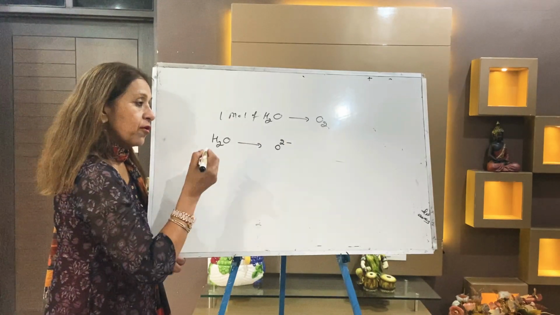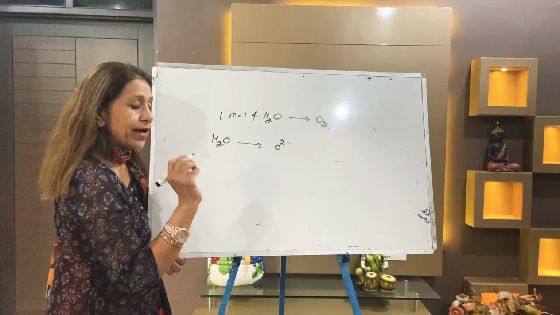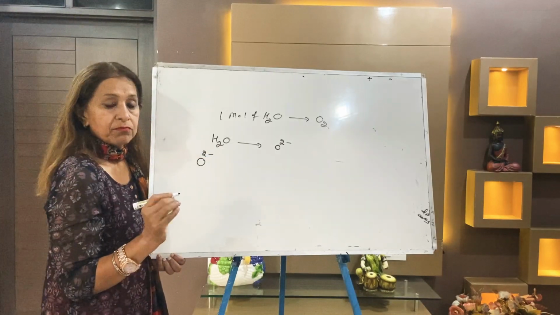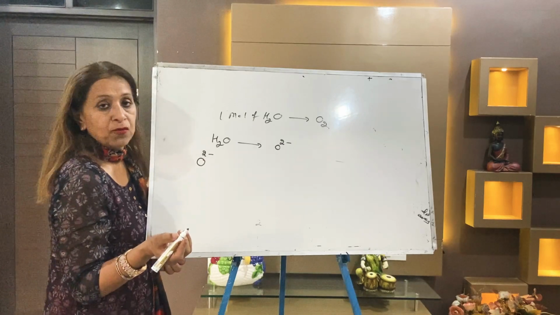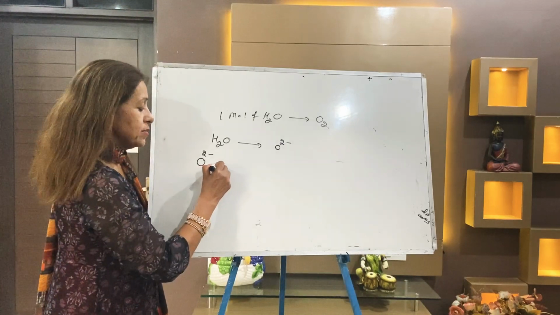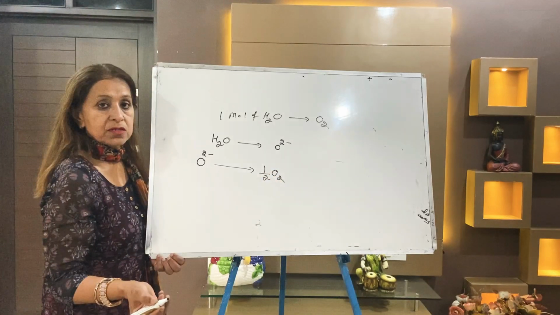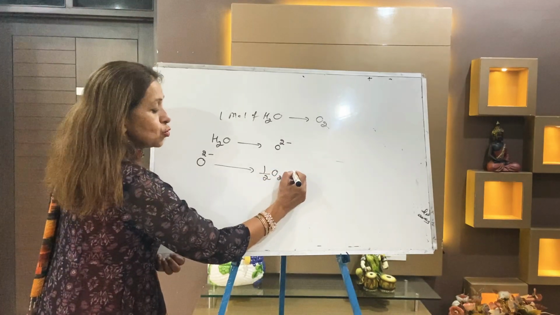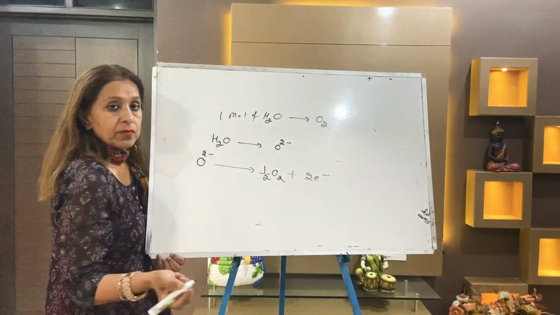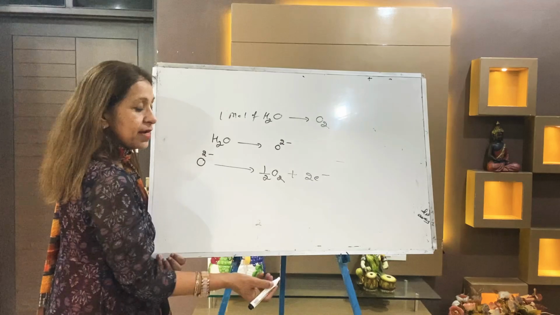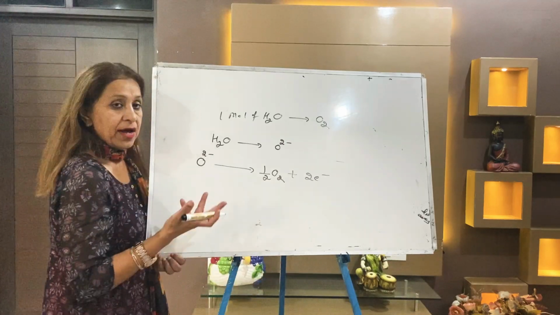First of all, write the equation. My target is to always write the equation. The equation is O2- → 1/2 O2, because in water there is a single atom of oxygen. To balance it, you may write half oxygen. Now plus 2 electrons. I think the equation is balanced: 2 minus this side, 2 minus this side. Now this is your answer.